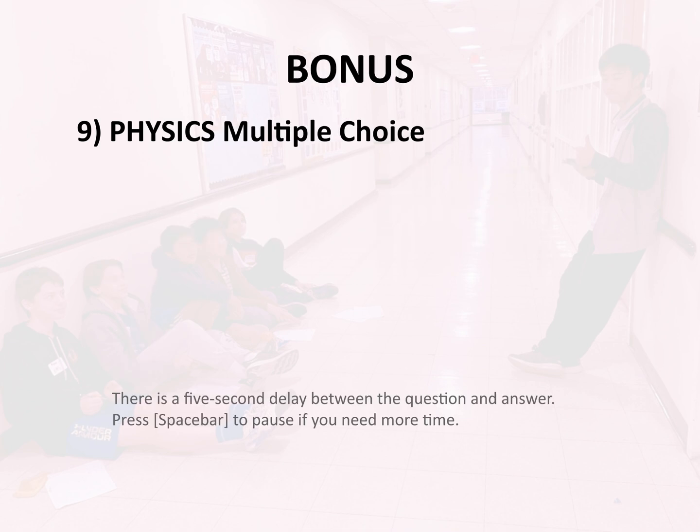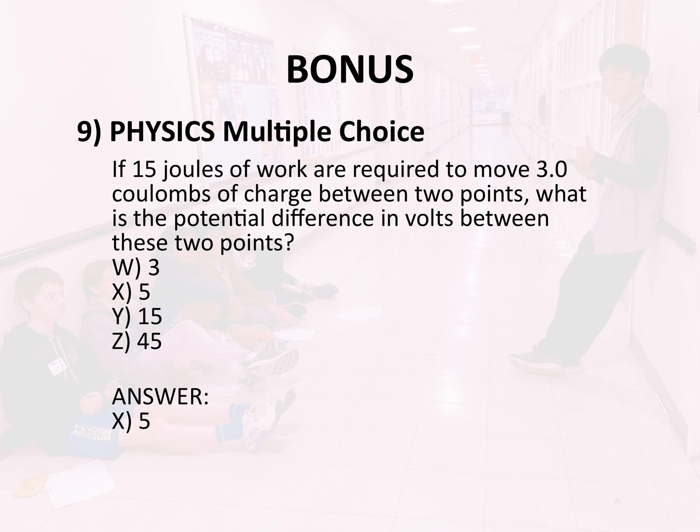Bonus 9. Physics. Multiple choice. If 15 joules of work are required to move 3.0 coulombs of charge between 2 points, what is the potential difference in volts between these 2 points? W. 3. X. 5. Y. 15. Z. 45. Answer. X. 5.